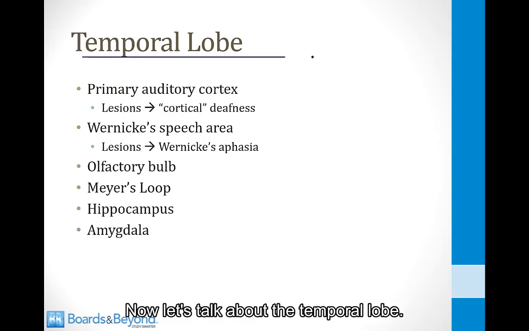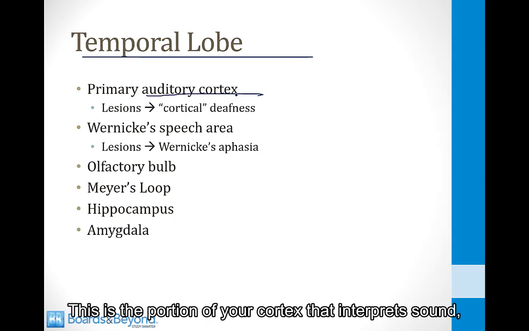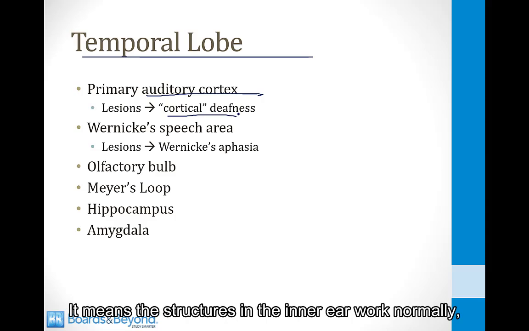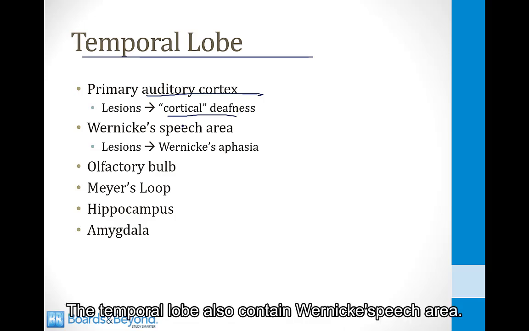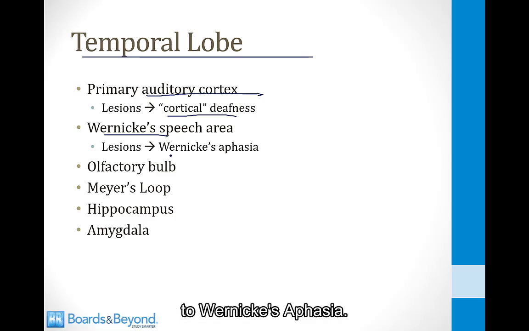Now let's talk about the temporal lobe. The temporal lobe contains your primary auditory cortex. This is the portion of your cortex that interprets sound. Lesions here lead to what's known as cortical deafness. It means the structures in the inner ear work normally, but you cannot perceive sound. The temporal lobe also contains Wernicke's speech area. We talked about this earlier. Lesions here lead to Wernicke's aphasia.